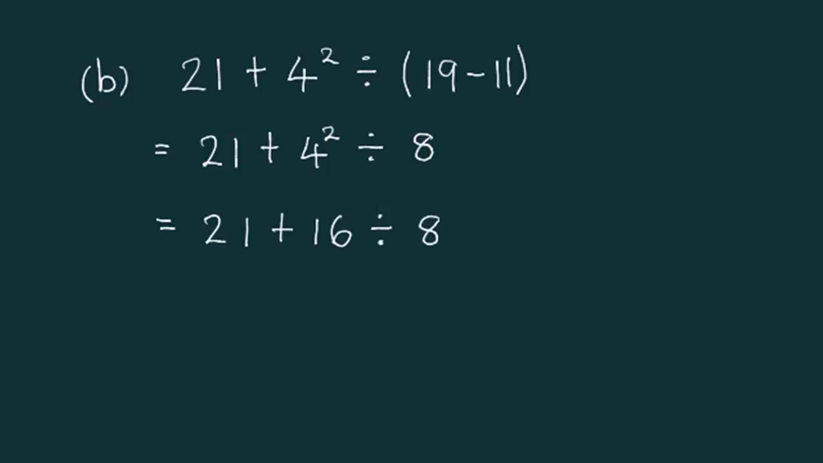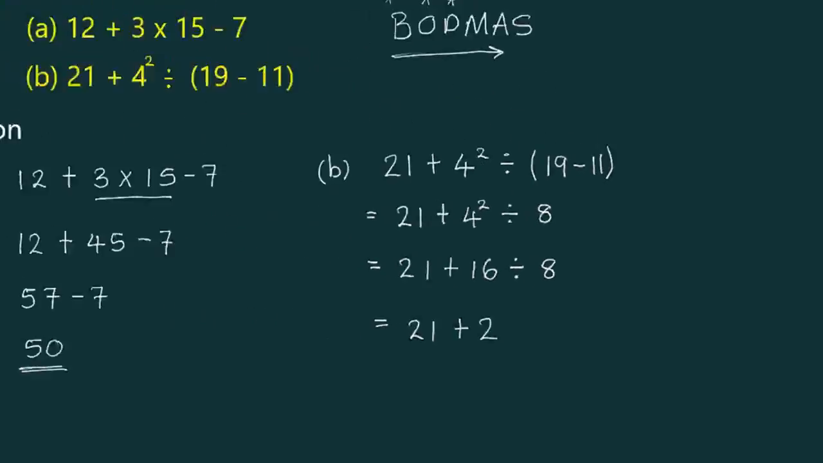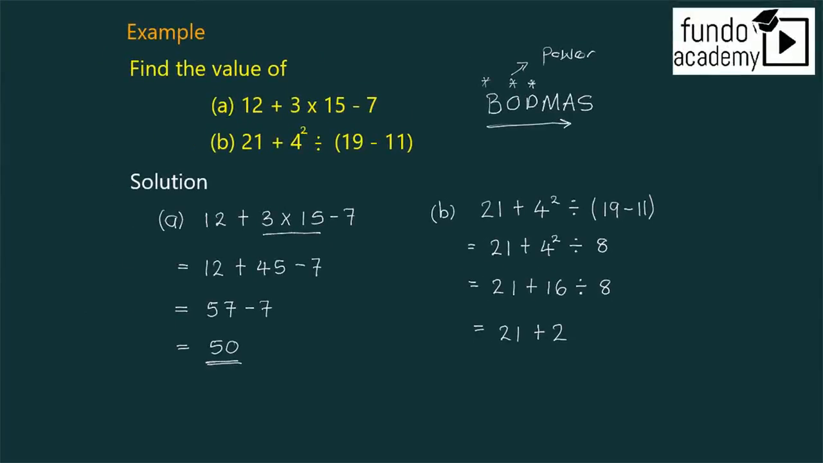Right, now we have an addition and a division. So what comes next is the division. So we are going to divide 16 by 8. So it's going to be 21 plus 16 divided by 8, that is 2. And lastly we add, that is our addition. So 21 plus 2 will give us our final solution as 23. So you need to know this order of operations so that your work becomes easier when solving arithmetic or algebraic problems.